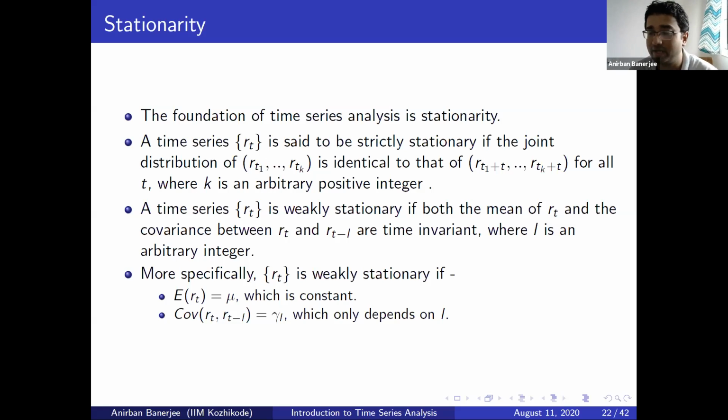What we observe in many cases, or what we test for in many cases, is called weakly stationary. Okay, so what does weakly stationary mean? A time series is called weakly stationary if both the mean of RT and the covariance between RT and RT minus L are time invariant, where L is an arbitrary integer.